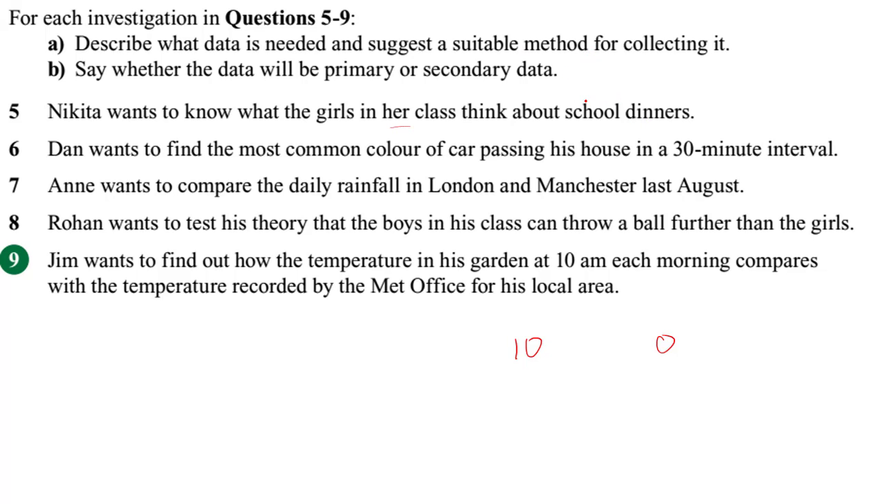She can design a questionnaire and give it to the girls, and then they can basically just answer it for her. Now, this data here she's going to collect would be primary, because she's designing the questionnaire herself. She's giving it to the girls, and then she's analyzing that data. Okay, so that's how to do this. I would like you to pause the video, and try question 6, 7, 8, and 9 by yourself.